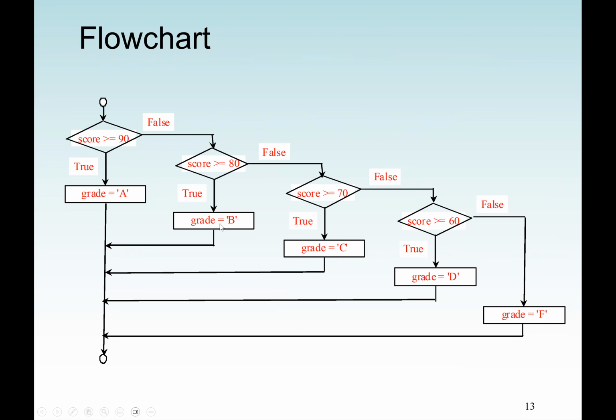If it's true, we print B. If it's false, then we are checking the third condition. And if the third condition is false, we are going to check the fourth condition. If the fourth condition is false, then the last one we don't need to check. That's more or less the default. So if all the conditions are false, the last condition will execute.